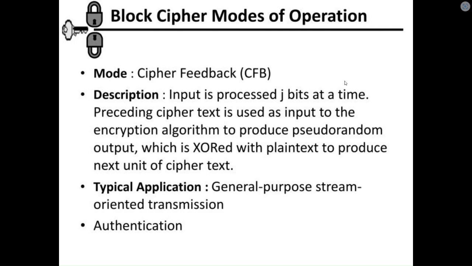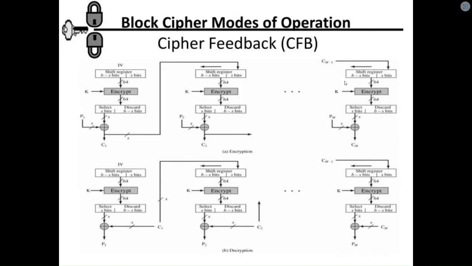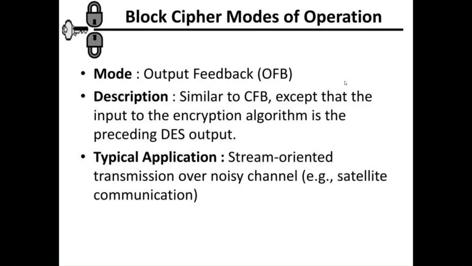And block cipher modes of operation. Mode: Cipher Feedback, CFB. Description: input is processed j bits at a time. The preceding ciphertext is used as the input to the encryption algorithm to produce pseudorandom output, which is XORed with the plain text to produce the next unit of ciphertext. Typical application: general purpose stream-oriented transmission, authentication. This is cipher feedback.